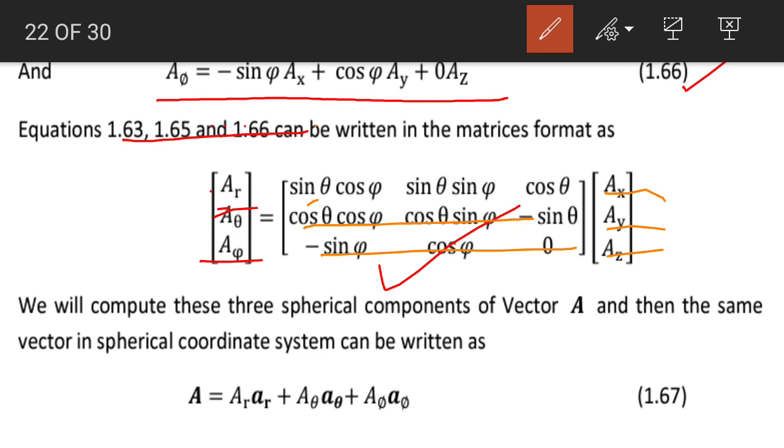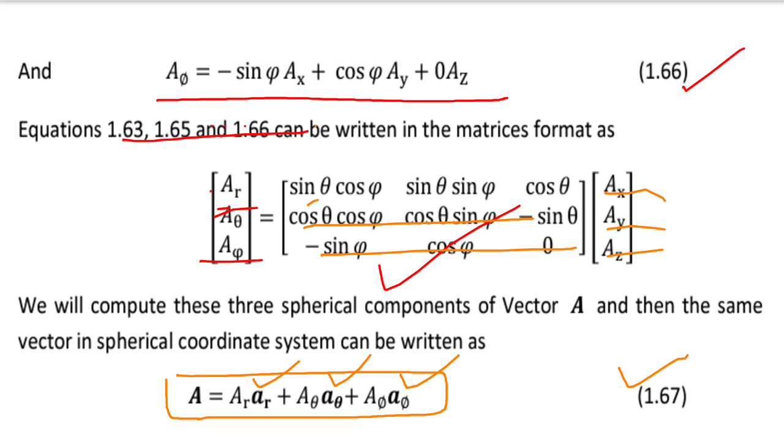And once these three components are known, we can write down the same vector in the spherical coordinate system. This is a three-dimensional vector in the spherical coordinate system. This vector has a component in the direction of the unit vector AR, a component in the direction of the unit vector A theta, and a component in the direction of the unit vector A phi. So this is how we transform a vector from the rectangular coordinate system into the spherical coordinate system.